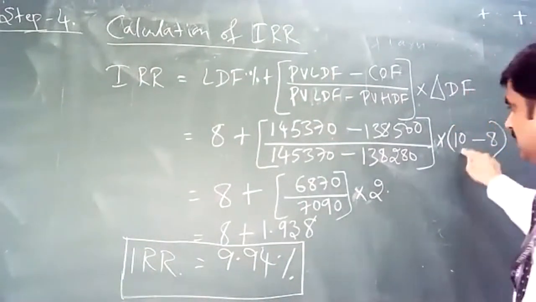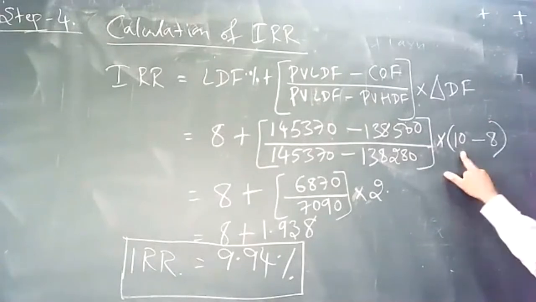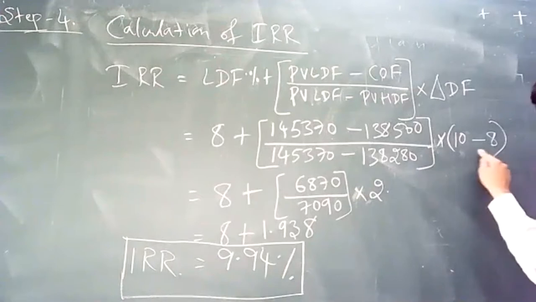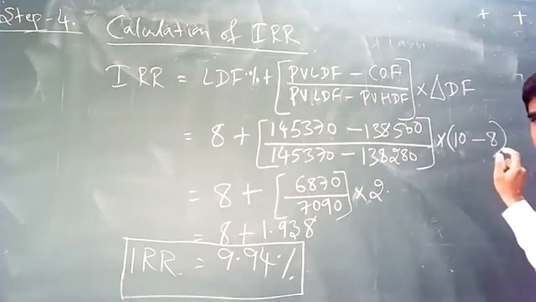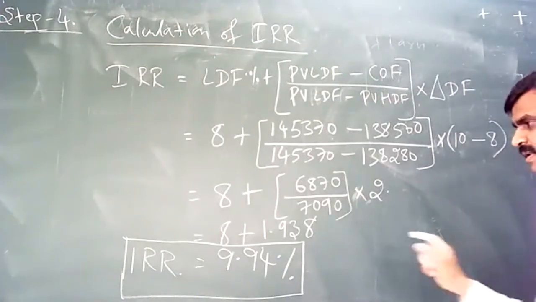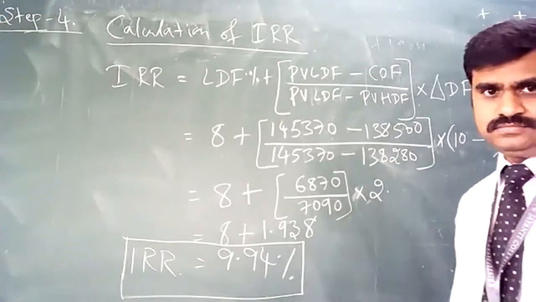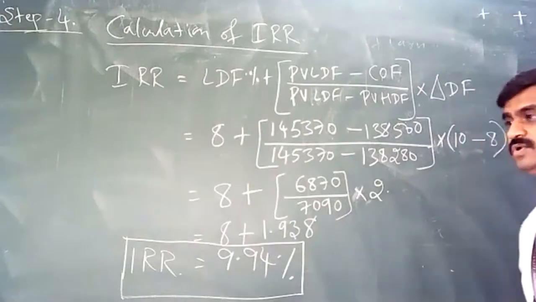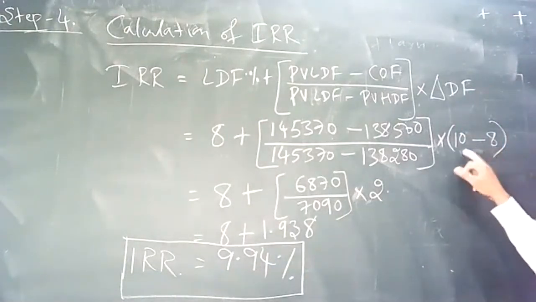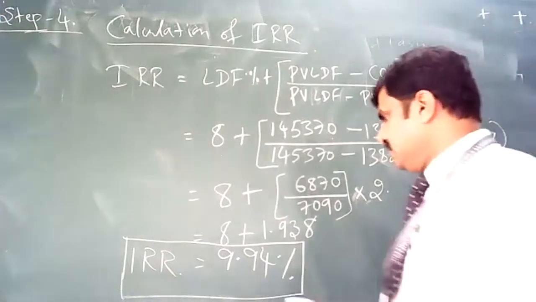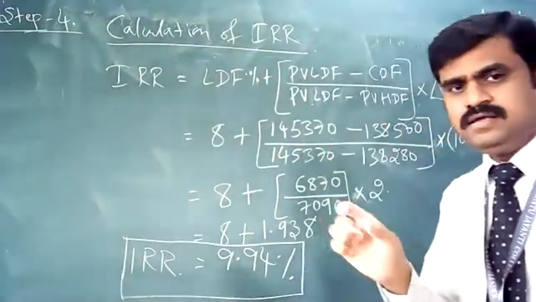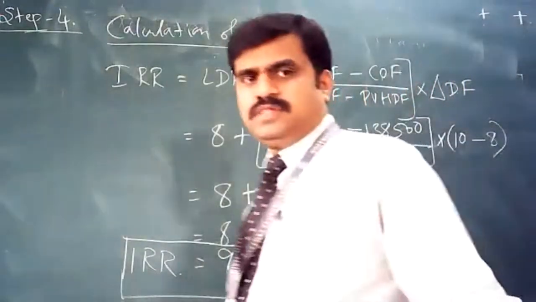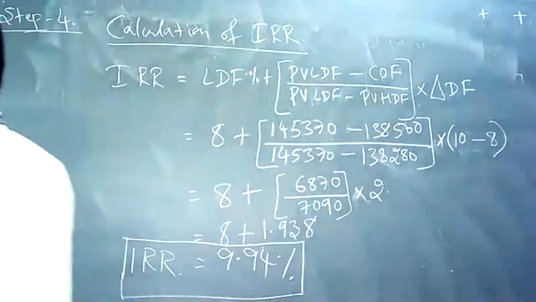We have taken 10% and 8%. So where is the IRR? It is in between these two. In case you had taken 9%, what happens? You can get a wrong answer. That's why we take a wider difference, a higher difference, so that we have the right answer. So we got IRR 9.94%.